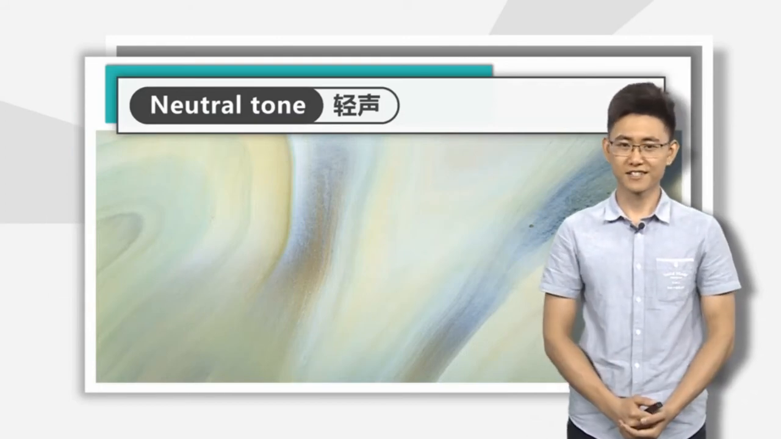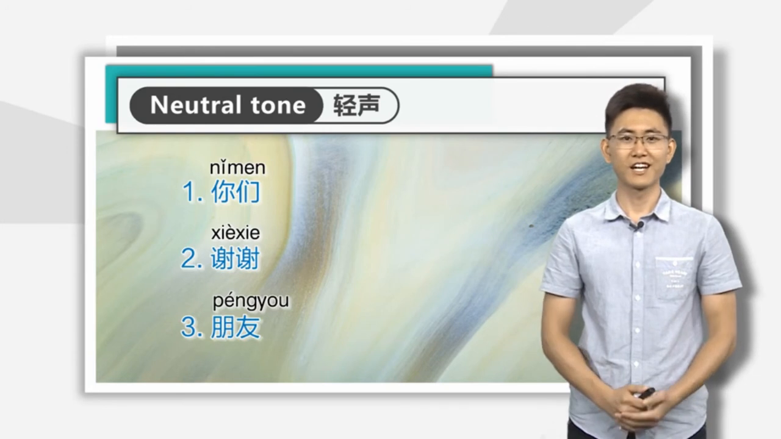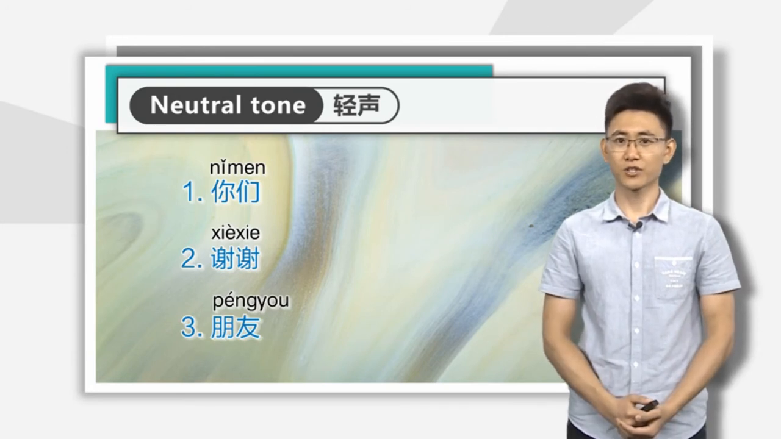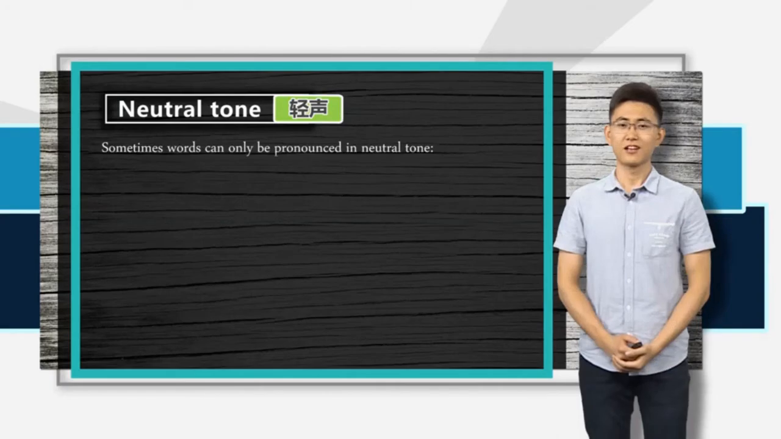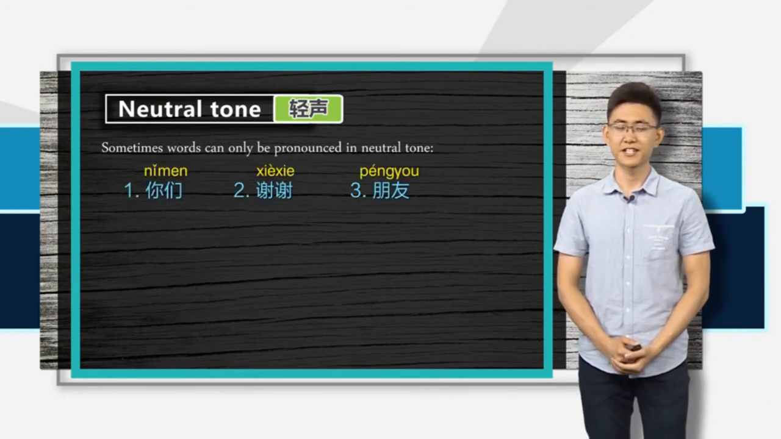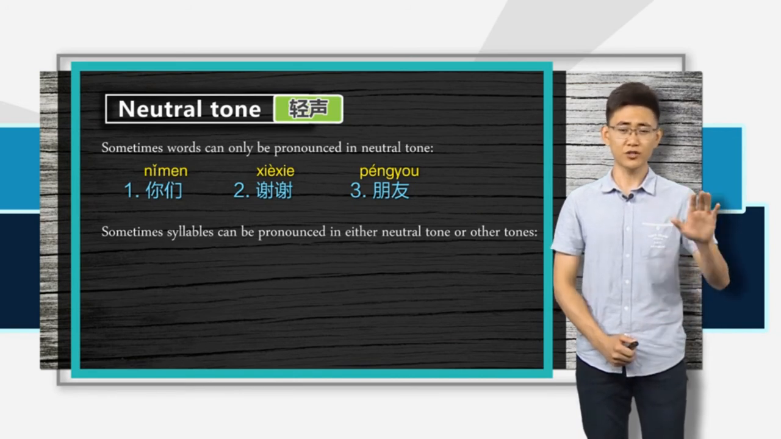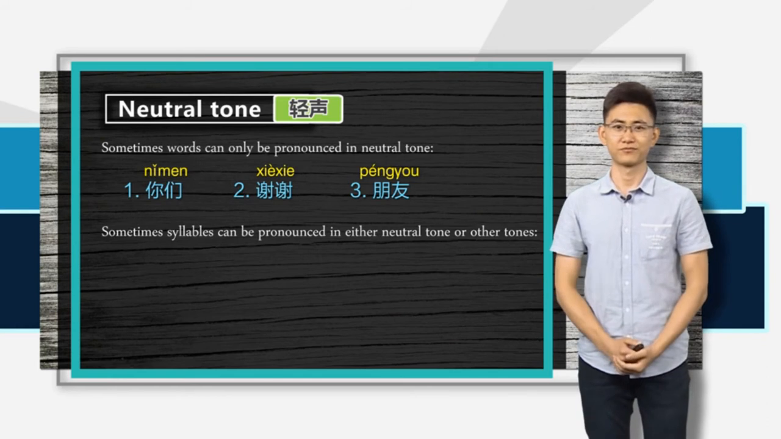In the last few classes, we've learned some words with neutral tone syllables, such as 你们, 谢谢, 朋友. And today, we're going to focus on the neutral tone syllables. Sometimes, a certain syllable of a word can only be pronounced in neutral tone, such as the ones we've read just now. Some syllables, however, can be pronounced in either neutral tone or other tones.